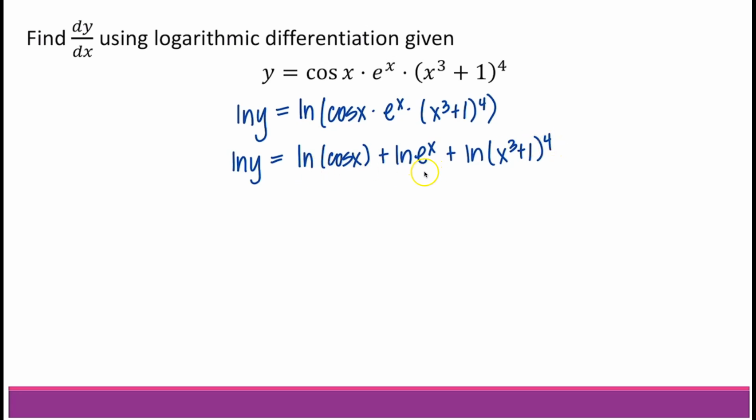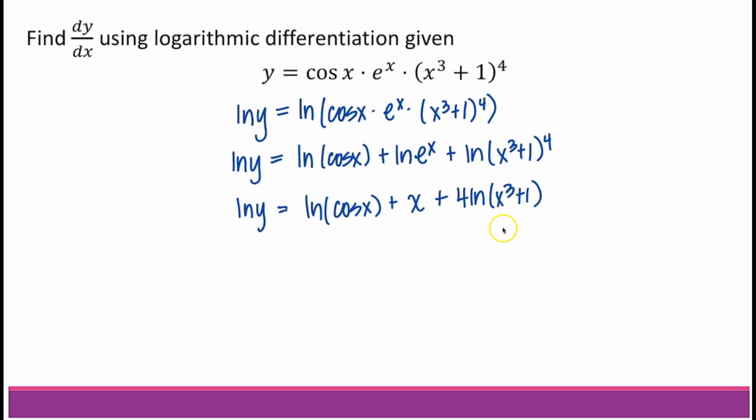Now, there's a few things we can do here. The middle term, natural log of e to the x, is going to simplify to just x. And then for the last piece, I can also apply the log property where the 4, because it's in the exponent, can be brought to the front of the log. So now that's 4 times natural log of the quantity x cubed plus 1. And there's nothing else I can do here. I cannot split up the log of a sum or difference, just a product or quotient.